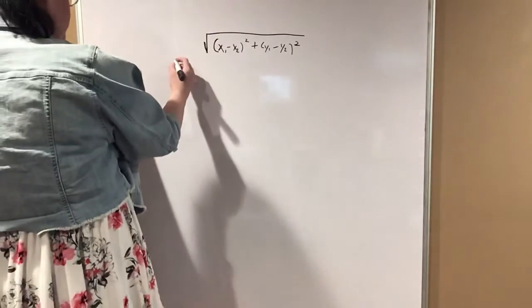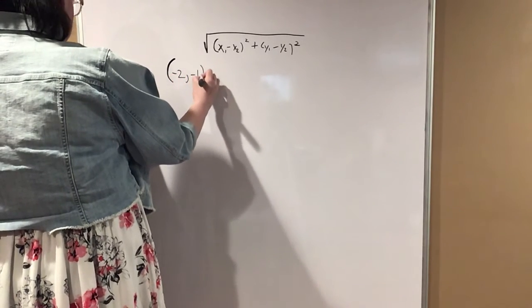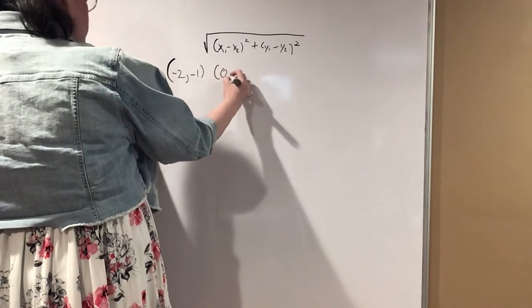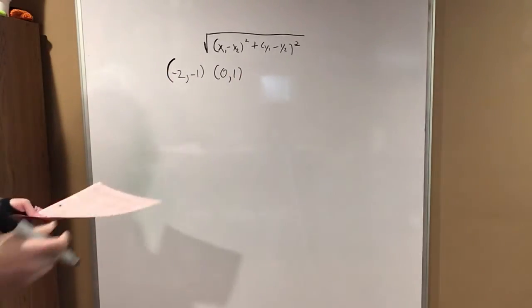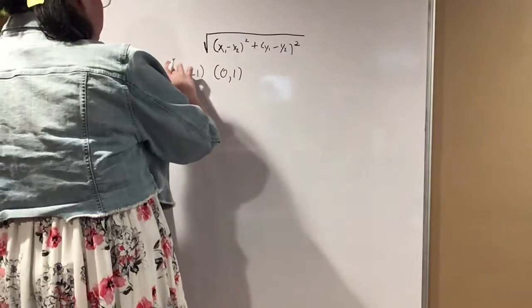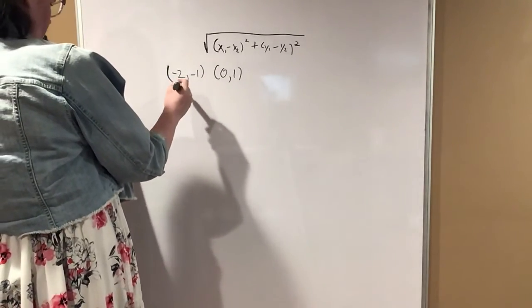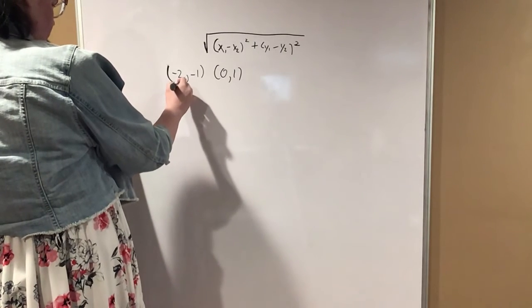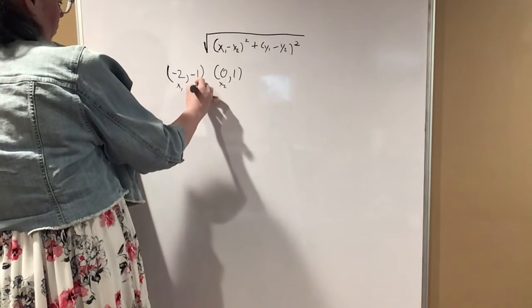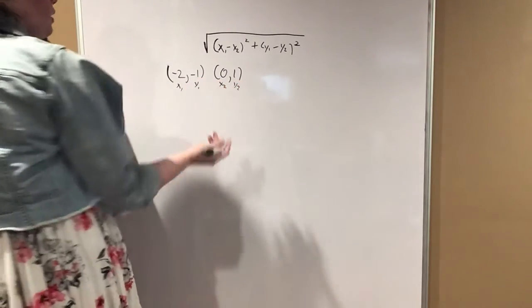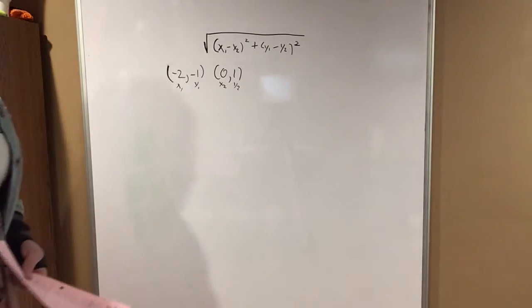They're giving us 2 points: -2, -1, and 0, 1. So we just need to figure out which to plug in, right? I'm going to make this my x1, this my x2, this my y1, and this my y2. And we're just going to take these and throw them into that equation up there. Just chuck them in.